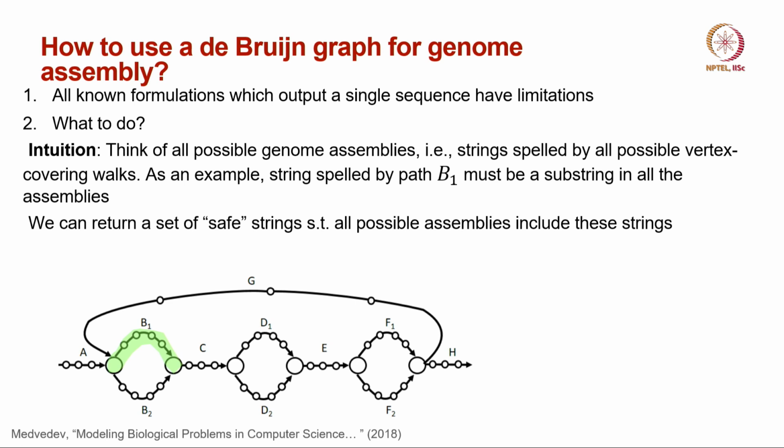Then observe that in all such possible reconstructions, the string spelled by path B1, if you just look at it locally, must be a substring of all possible genome assemblies, because if you think of any vertex covering walk in this graph, then B1 has to be a substring of all those walks. What we can do instead is return a set of safe strings, that is, strings that all possible assemblies include.